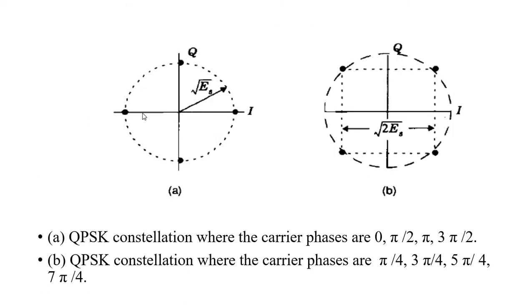Here you can find this constellation diagram is represented for the phases 0, pi by 2, pi and 3 pi by 2, and this constellation diagram is designed for pi by 4, 3 pi by 4, 5 pi by 4 and 7 pi by 4. In this way we can denote these constellation phases. To understand the constellation better, here you can see the constellation for pi by 4, 3 pi by 4, 5 pi by 4.